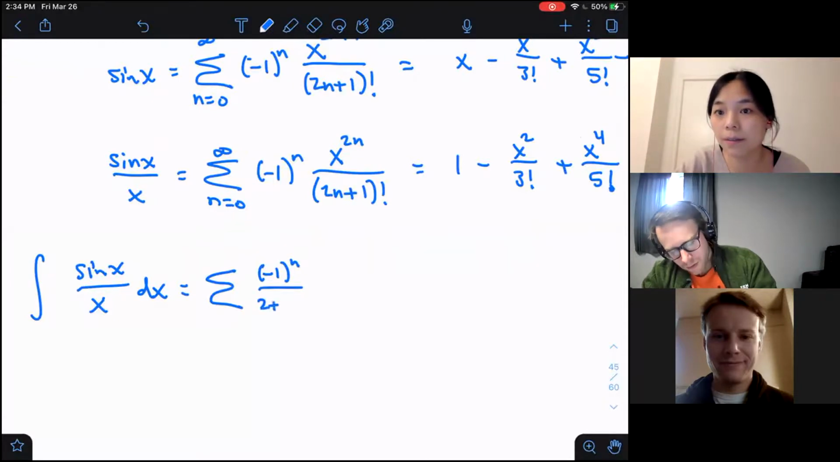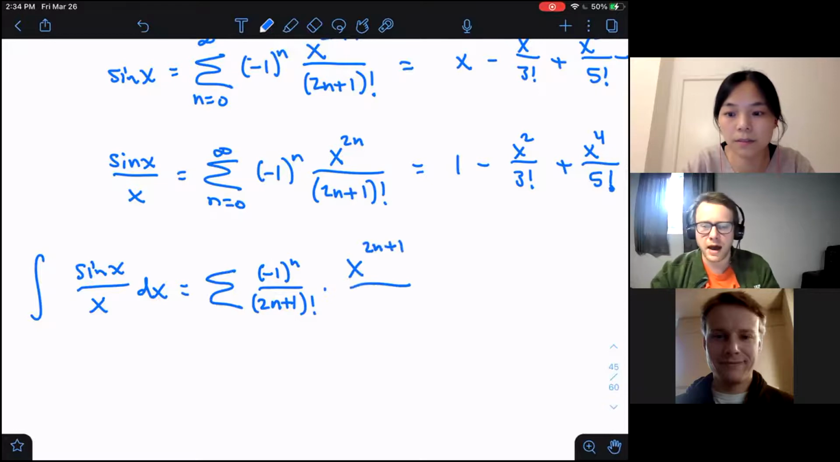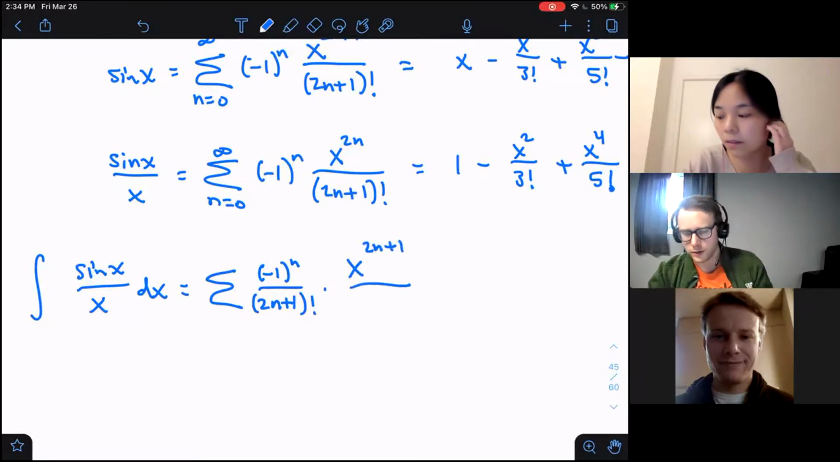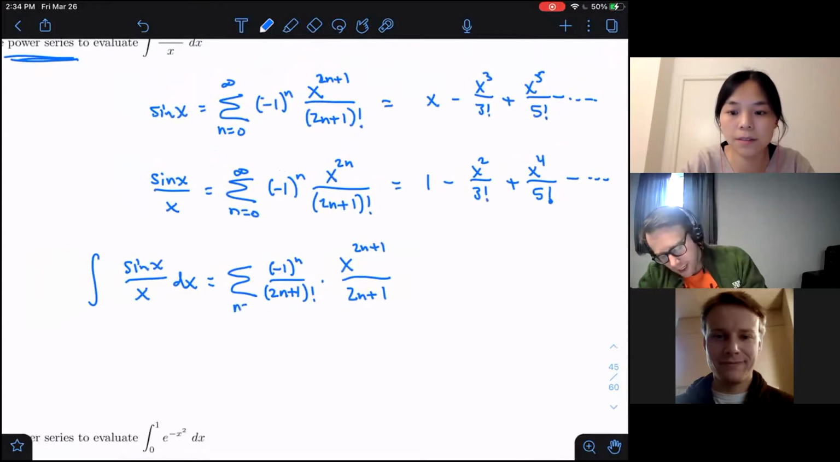So, 2n plus 1 factorial. And when I integrate x to the 2n, we're going to use the power rule. We're going to raise our power by 1 and divide by that new exponent. That new exponent is going to be 2n plus 1. So this right here is my final answer.